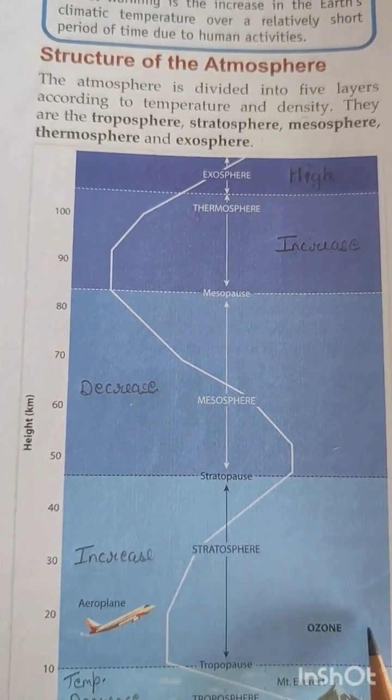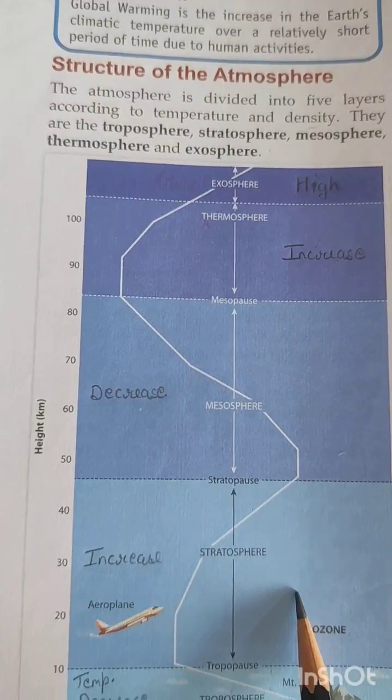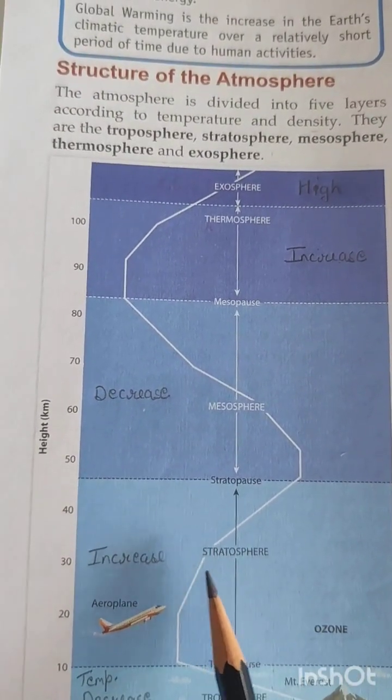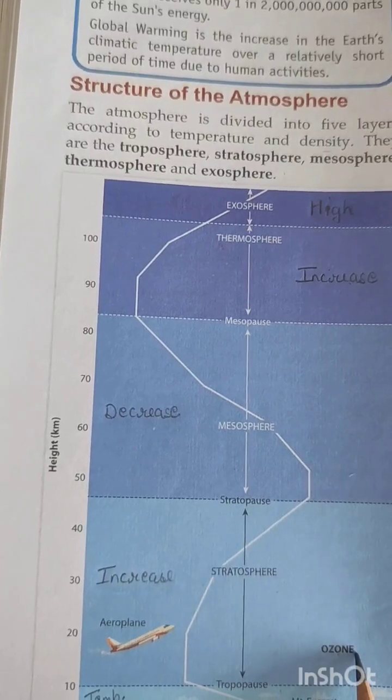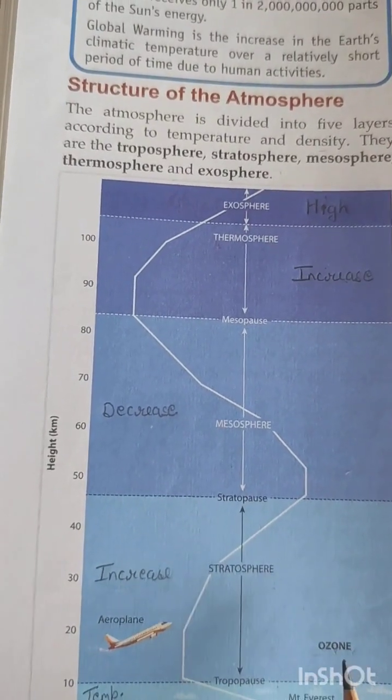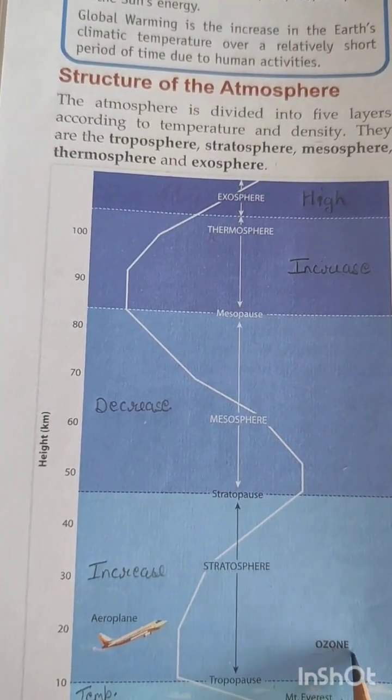Also, the ozone layer is present in this layer. Ozone layer is present in the stratosphere, and you already know the work of the ozone layer, that it protects us from the ultraviolet rays of the sun.